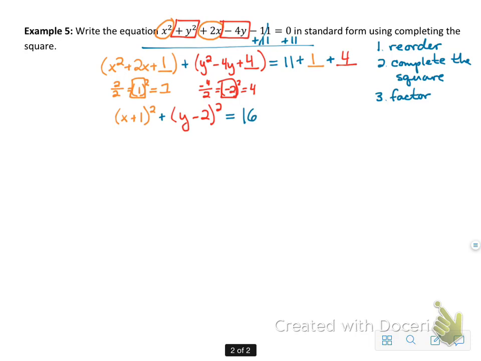So if you wanted to find this center and radius, you'd have negative 1, 2, and the radius is the square root of 16, which is 4.